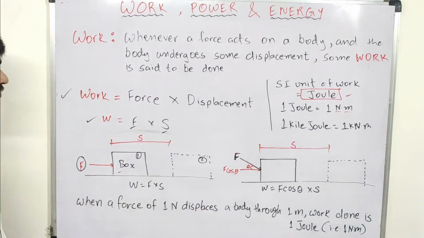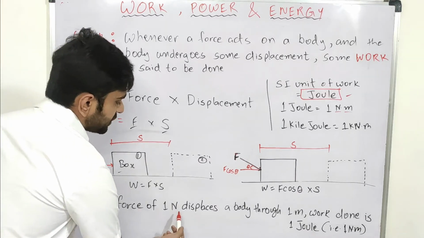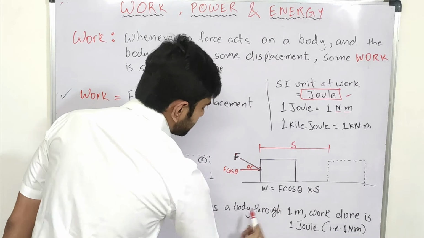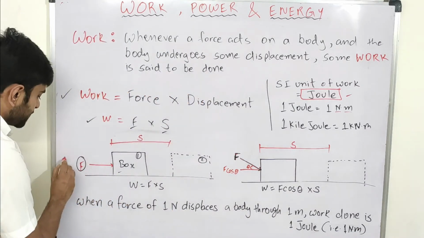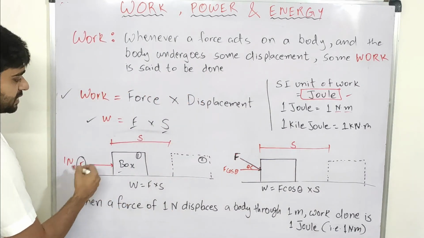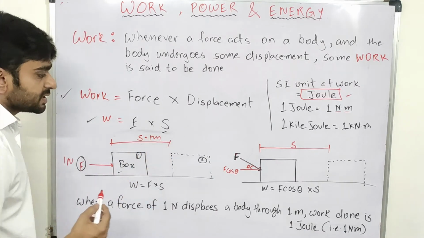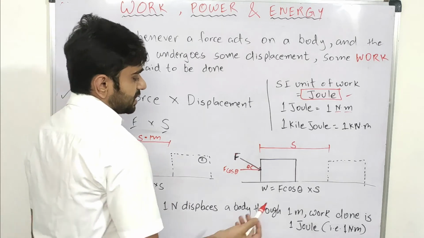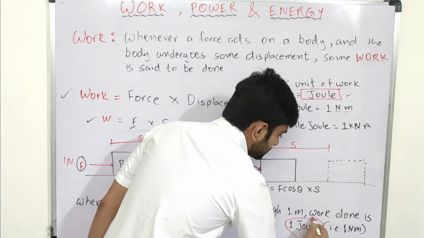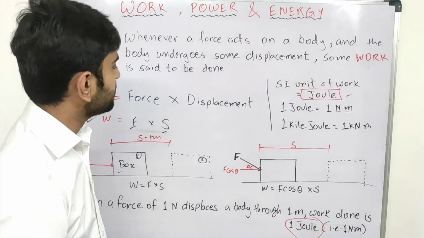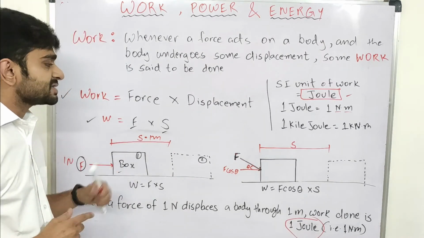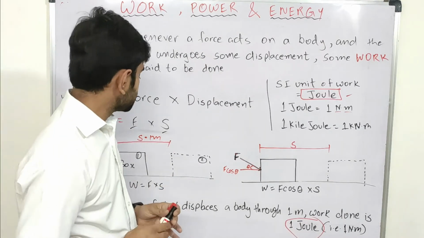Now let us understand what is 1 joule of work done. It is when a force of 1 Newton displaces a body through 1 meter. Suppose the force is 1 Newton and the displacement is 1 meter, then we can say that work done is 1 joule, 1 Newton into meter. And the last thing we will be getting is into the figure.